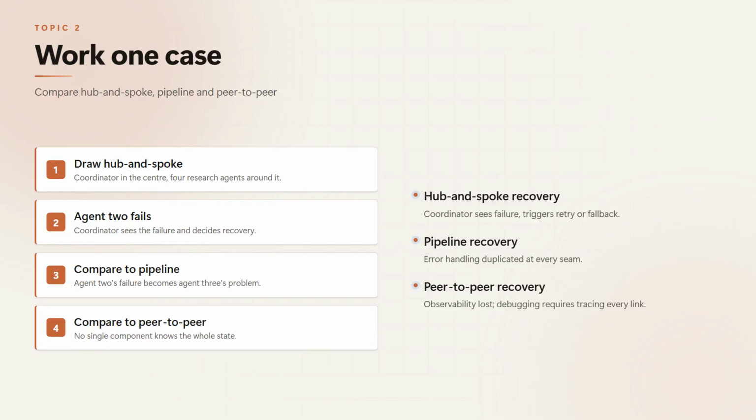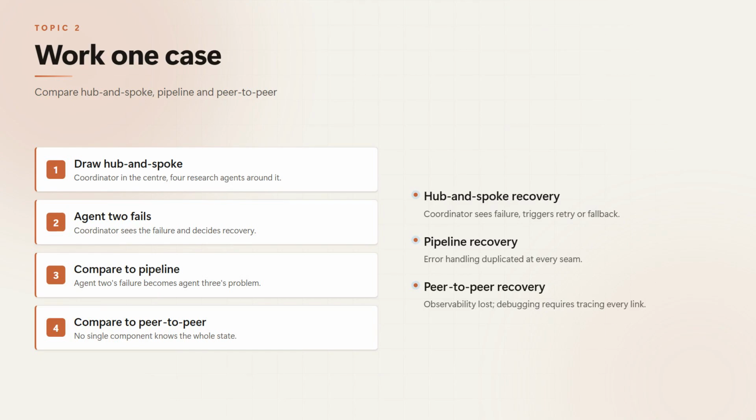Now draw the pipeline. Agent 1 feeds Agent 2, Agent 2 feeds Agent 3, and so on. When Agent 2 fails, Agent 3 is the one that notices it never receives input. Agent 1 has no idea anything went wrong. You now have to write error handling at the seam between 2 and 3, and again between 3 and 4, and possibly back at 1.